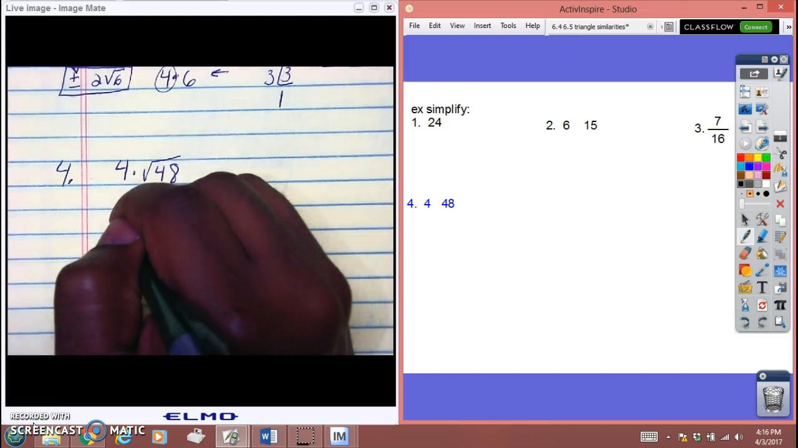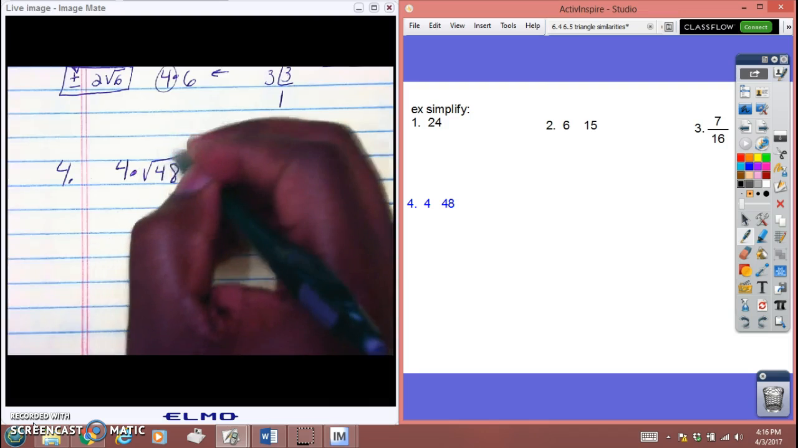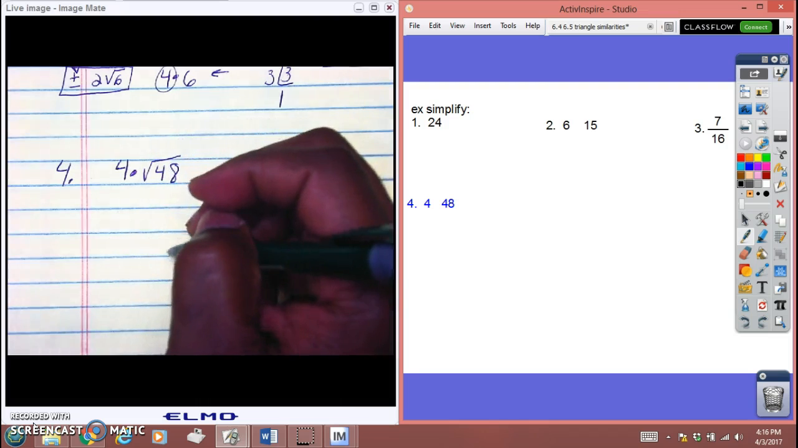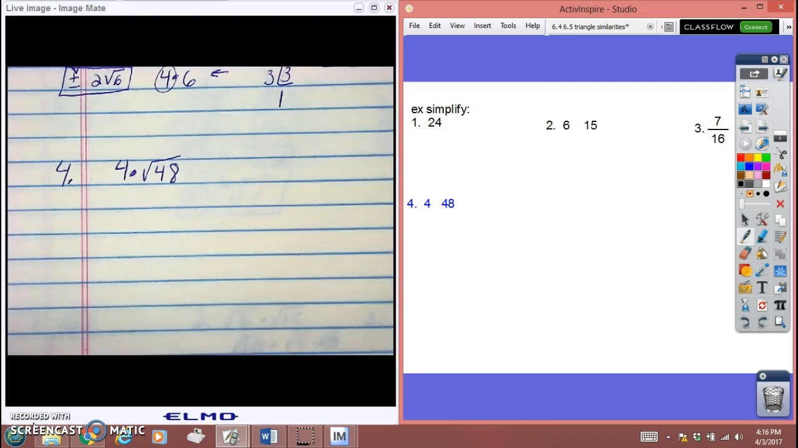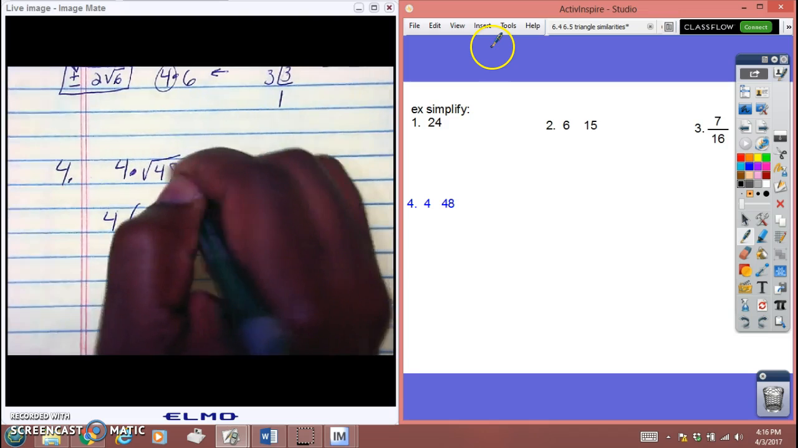Up, running out of time. How do you work a problem out like this? Say they don't even have that. You just got 4 right next to the square root of 48. Like this problem here, I just ran out of a radical symbol there. How do you work this? Well, this is 4 times whatever you get for the square root of 48.